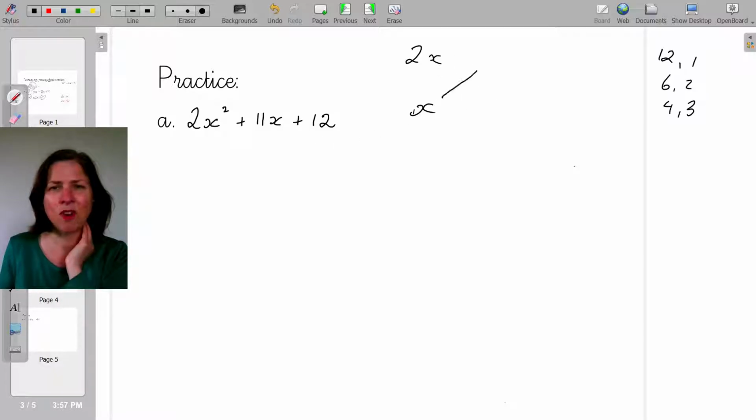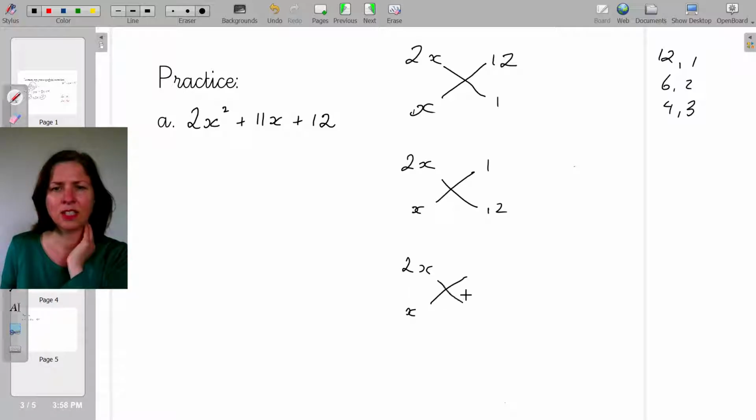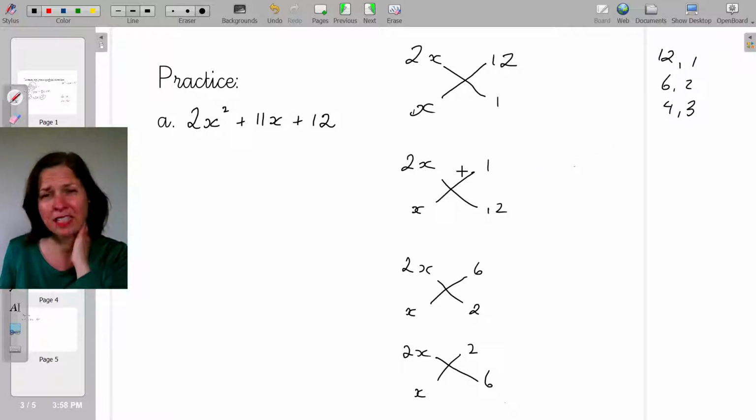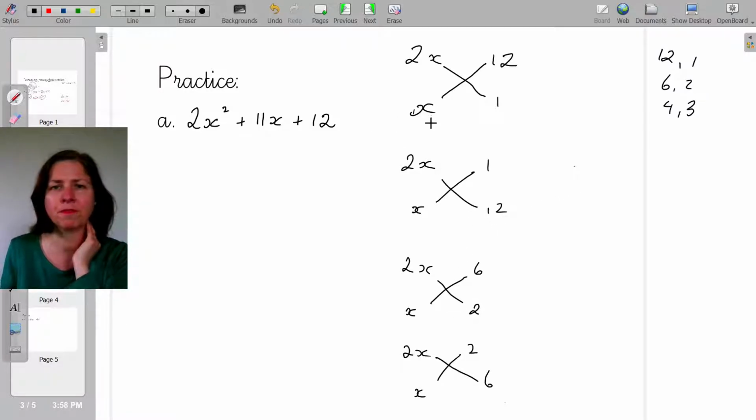So let's start writing out some combinations. I've got 12 and 1 here, or 2x and x with 1 and 12, or 6 and 2, or 2 and 6, and I've also got 4 and 3, or 3 and 4. But I'm not going to keep writing them out because if I find the answer in one of these, I won't need to do the rest. So I'll just get started with what I've got.